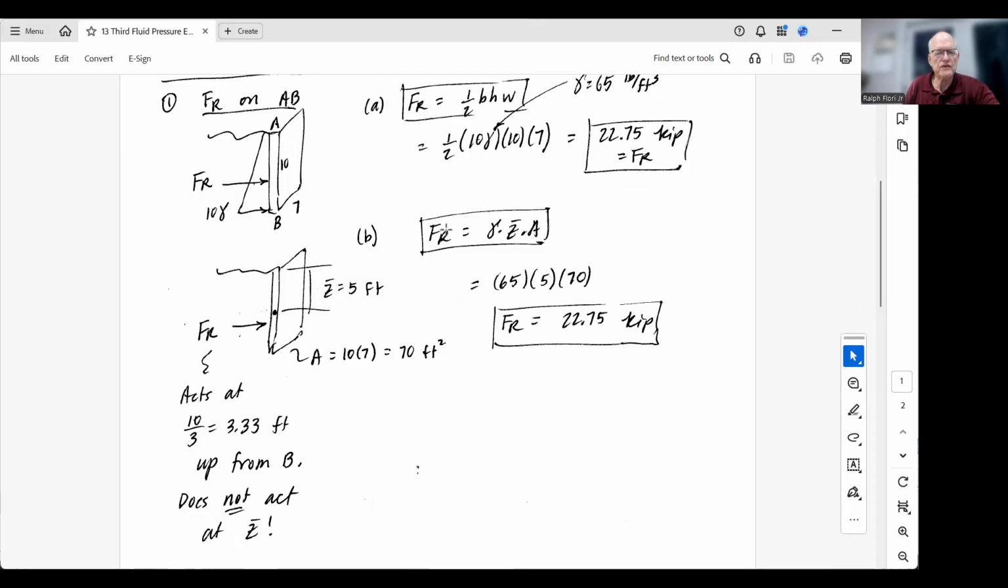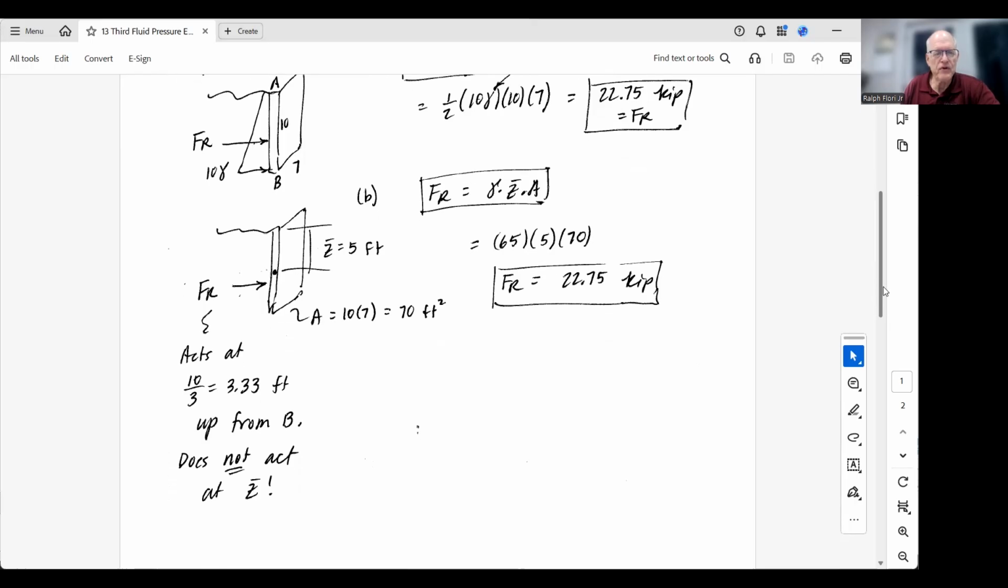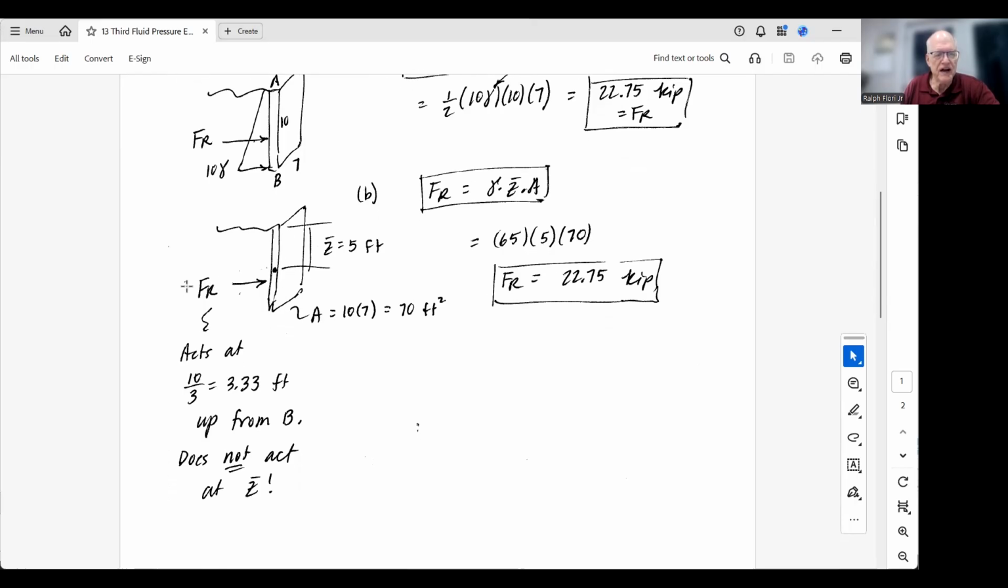The second method is we'll use the gamma Z bar A formula. So this is a 10 foot deep plate. Z bar is 5 feet. The area is 10 times 7, which is 70 square feet. And of course, our gamma is 65. And so we get FR is 22.75 kip. Very easy, very straightforward. Remember though, FR does not act at Z bar. FR acts below that because of the triangular shape distribution. FR acts at a third of the way up, so 3.33 feet up from B.